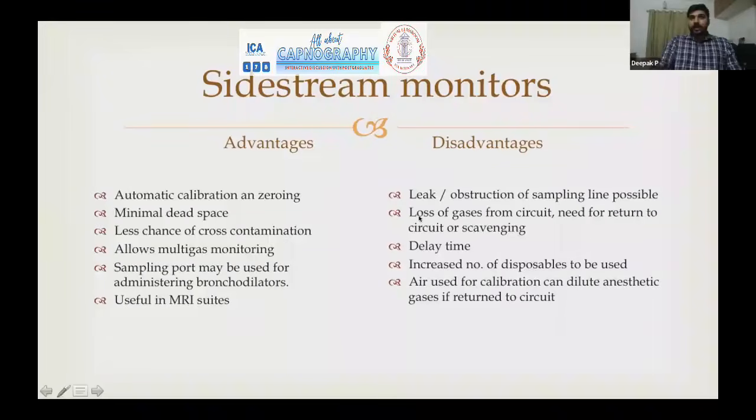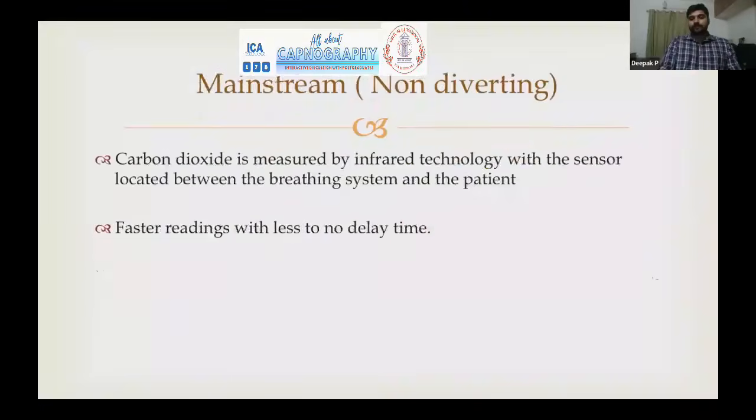Disadvantages are that any sort of water can lead to leak or obstruction, water secretions, etc. Also, for low flow anesthesia, a loss of gases from the circuit can be problematic. There is a problem with delay time. Also, an increased number of disposables are required, which is especially problematic with patients with insurance. And also, air, if used for calibration and returned to the circuit in a patient undergoing low flow anesthesia, can lead to dilution of the gases.